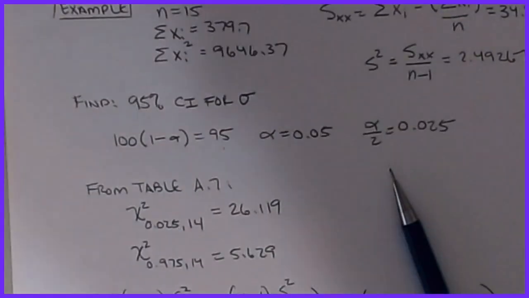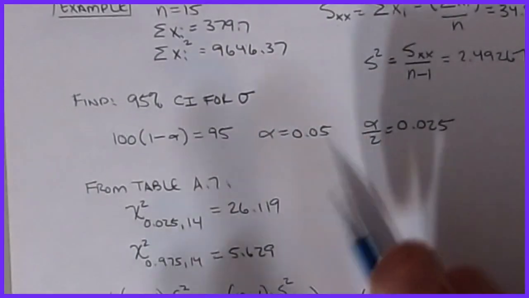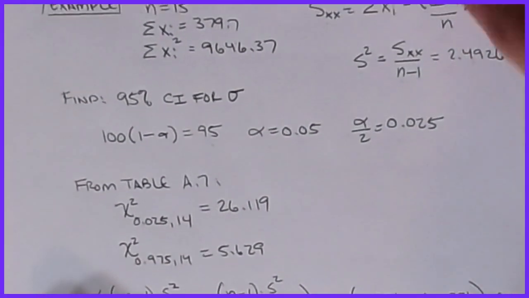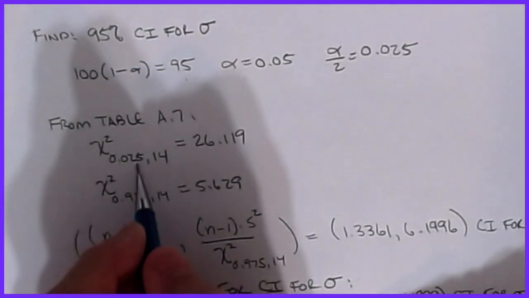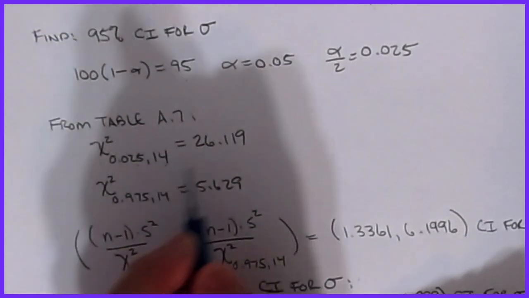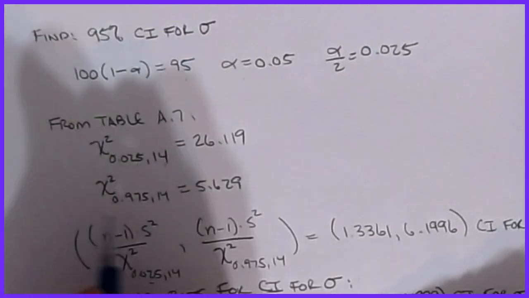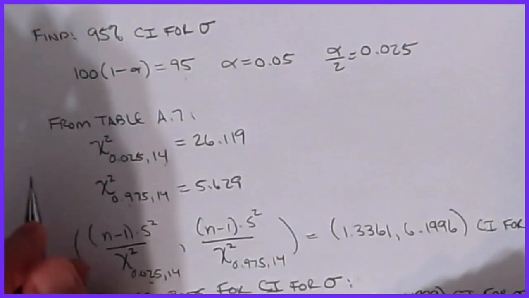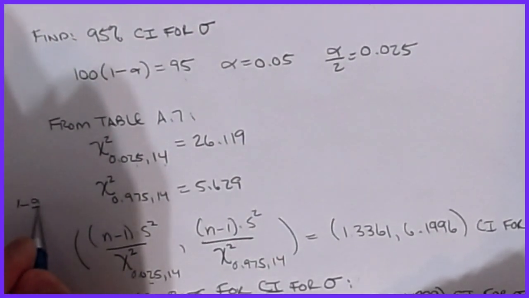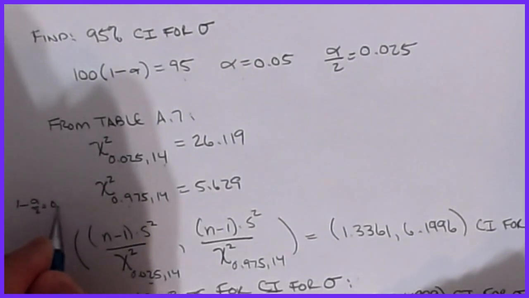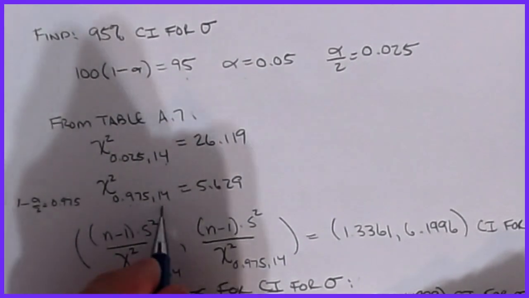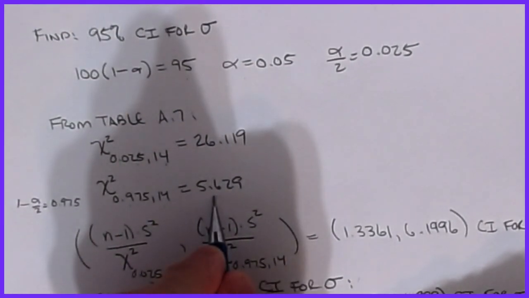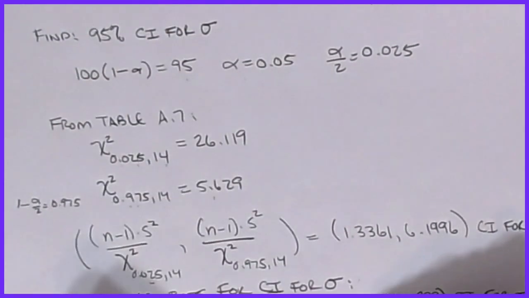Sorry, I got my problems mixed up. Clear as mud, right? Hopefully that makes sense. All we're doing is looking for the chi-squared of 0.025 and 14, which gives me a number of 26.119. Then you do the same process, but remember, now we're looking for 1 minus alpha over 2. That gets me 0.975. So we go look for the chi-squared of 0.975 and 14, which gets me 5.629. You can see how they're not symmetrical anymore.